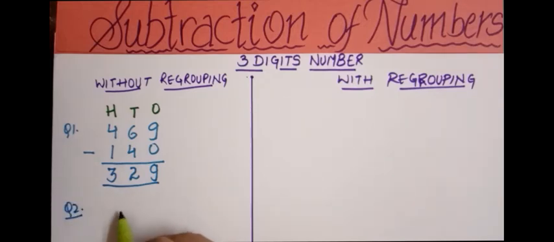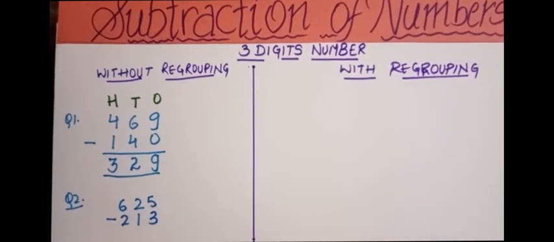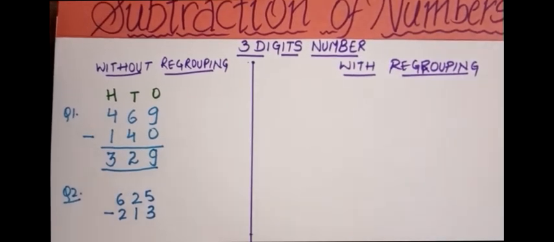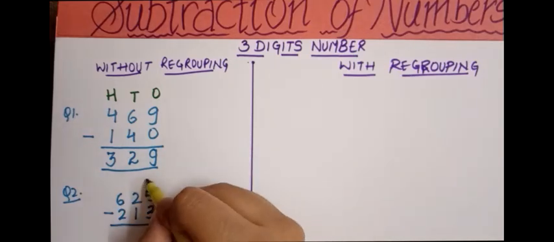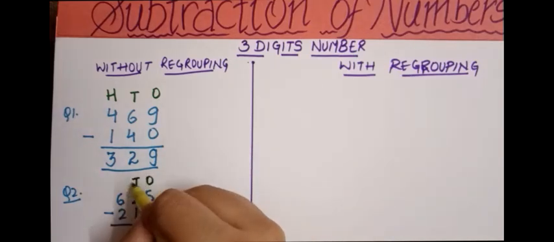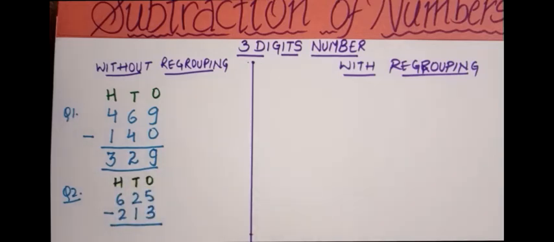It is 625. To this we'll be subtracting 213. So how can we do this subtraction? After this we'll be drawing a line here. Then we'll be writing the places. So here 5 is on the ones place, then here tens, and here hundreds.